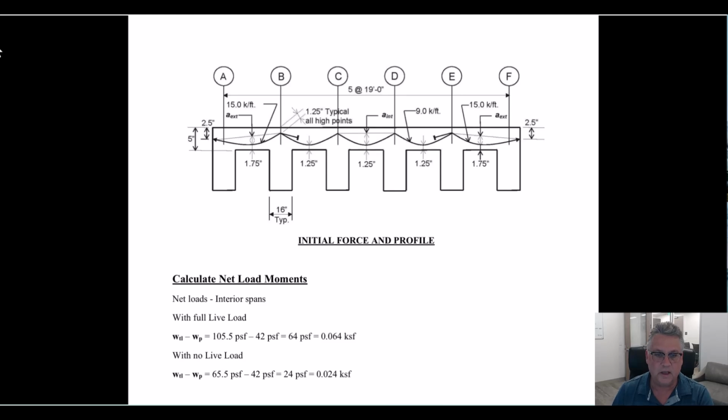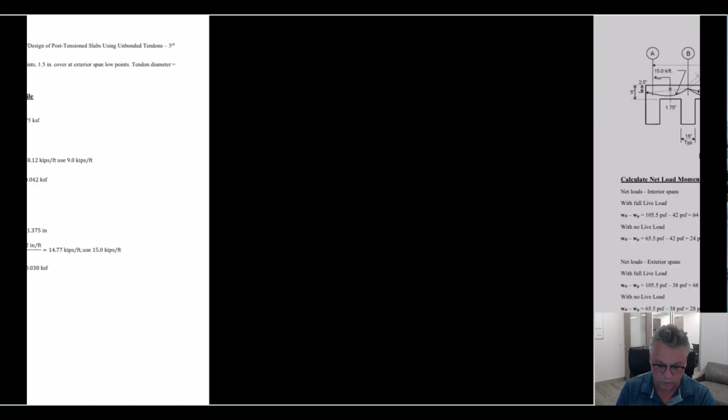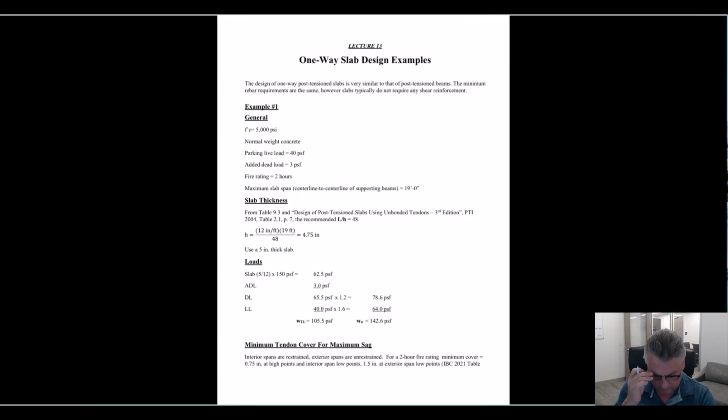5 bays at 19 feet, a 16-inch wide beam, 5-inch slab, anchored at mid-depth of the slab, which we always will do. So this is what we're designing. We're designing the slab now. You just finished designing the beam in the project, a 2-span beam. Now we're going to go do the slab that's spanning between those beams.